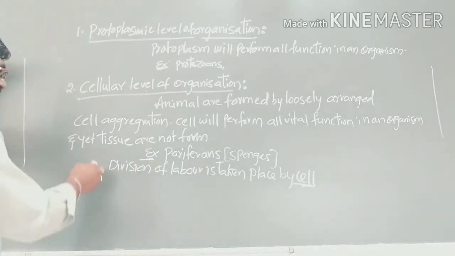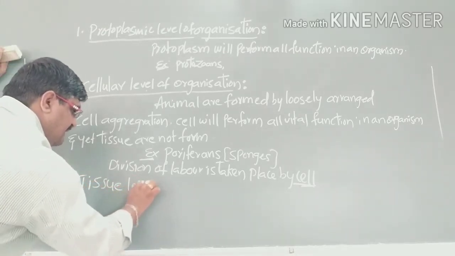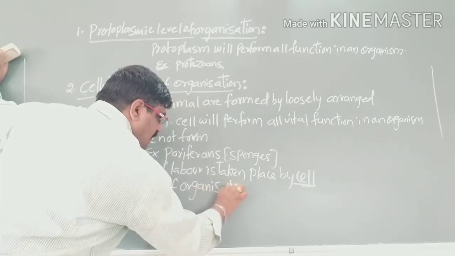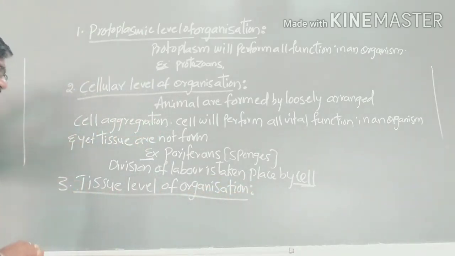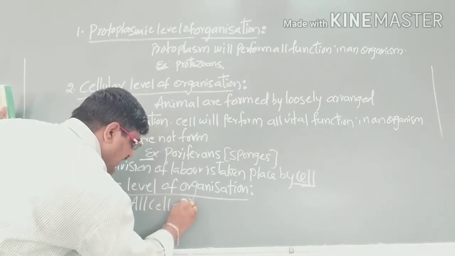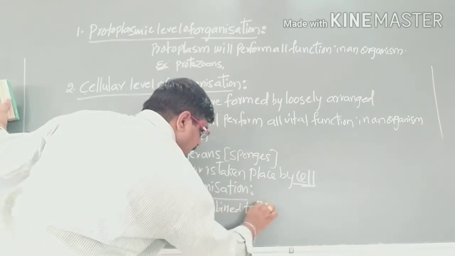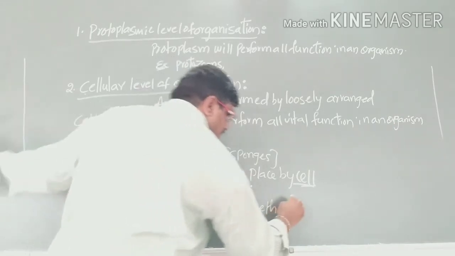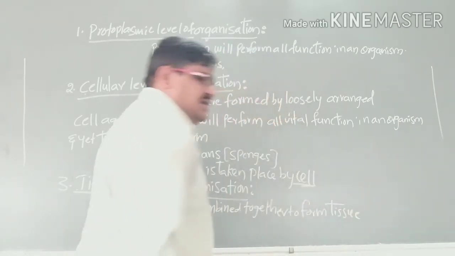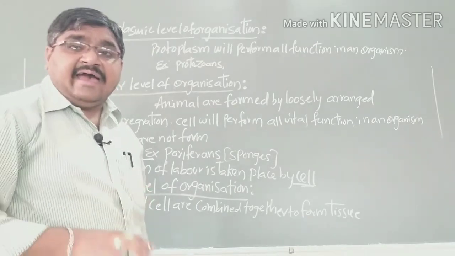Next, the third one is the tissue level grade of organization. The tissue level of organization means all the cells are combined together to form tissues. All cells are combined together to form tissues. Here tissues perform all vital activities.